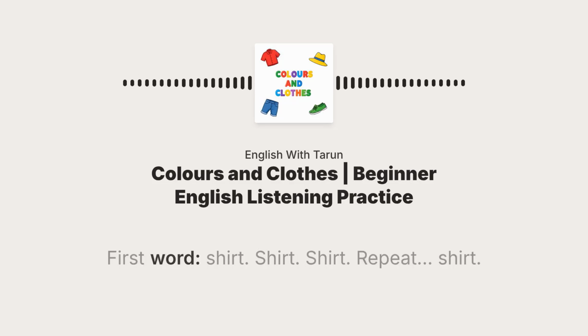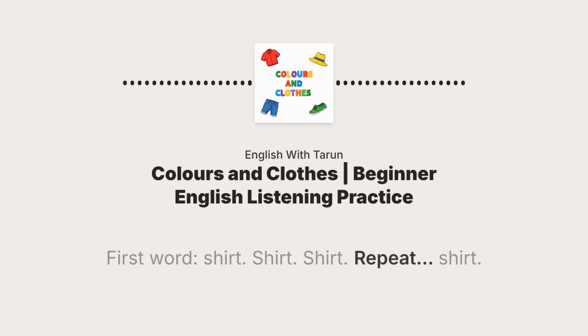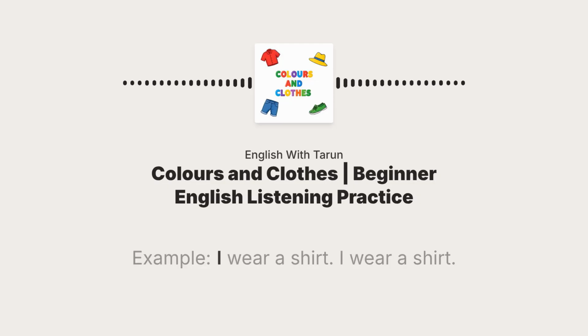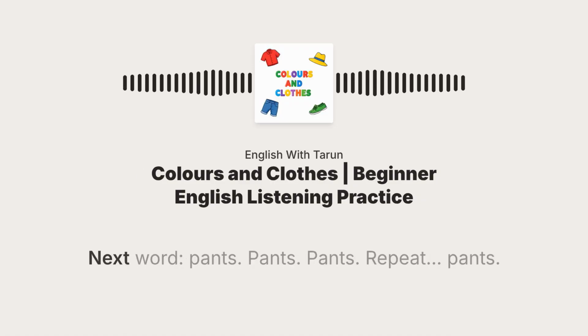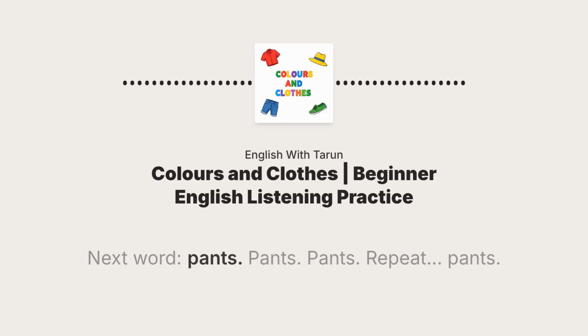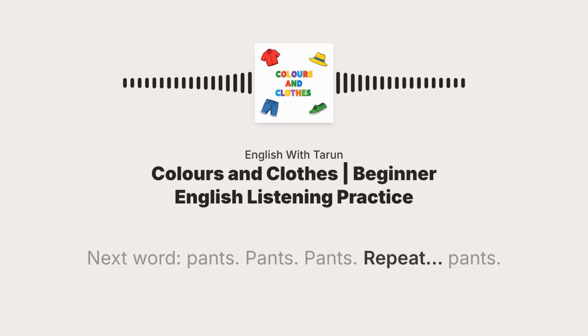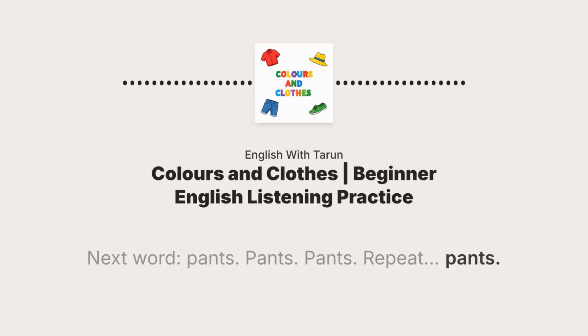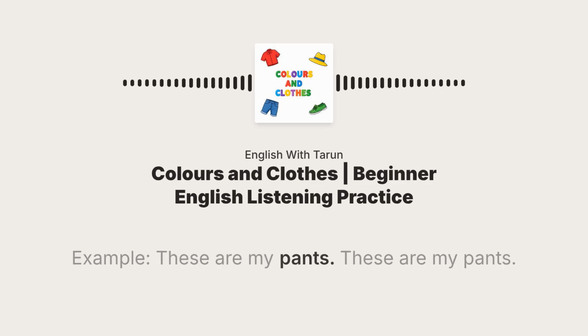First word, shirt. Shirt. Repeat, shirt. Example, I wear a shirt. I wear a shirt. Next word, pants. Pants. Repeat, pants. Example, these are my pants.